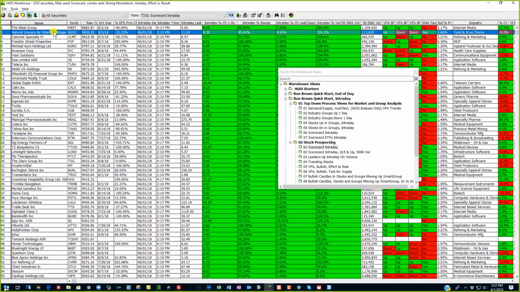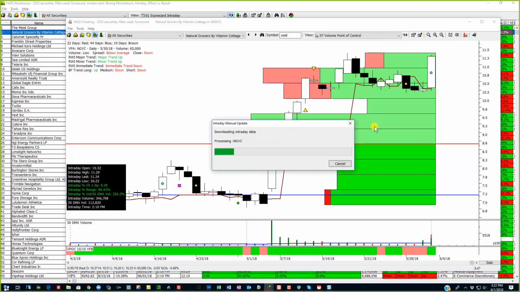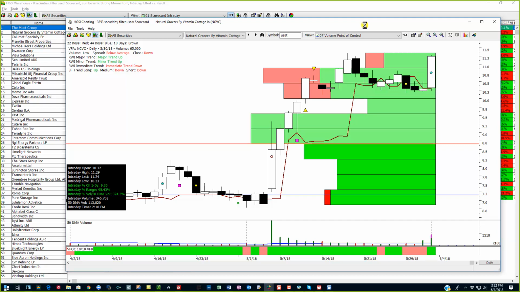Now, let me move down to a different stock. This is Natural Grocers, and I don't have the current time on that. That was 210 also. Let me do an F2 or F5 and see if it changes. Of all days for me to screw it up, huh? That's all right. You're getting the idea.